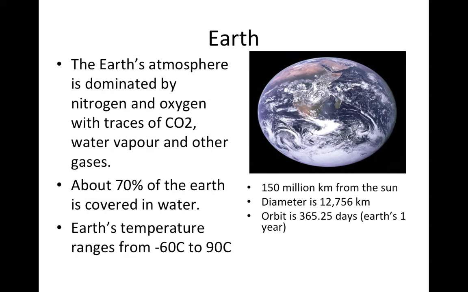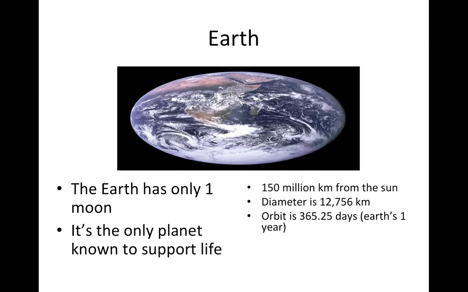Earth's atmosphere is dominated by nitrogen and oxygen, with traces of CO2, water vapor, and other gases. About 30% of Earth is land, and the remaining 70% is made up of water. Temperatures range from minus 60 degrees Celsius to 90 degrees Celsius. Earth has one moon, as we all know, and it's the only planet known to support life.